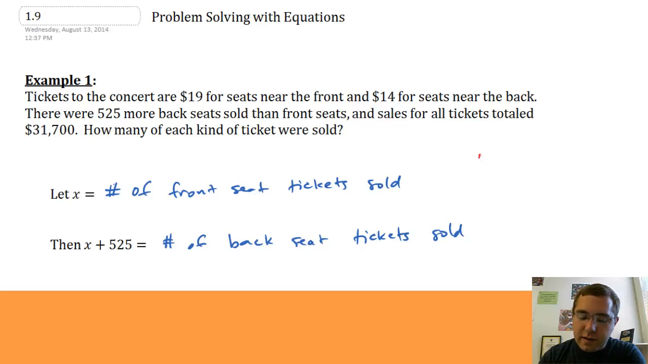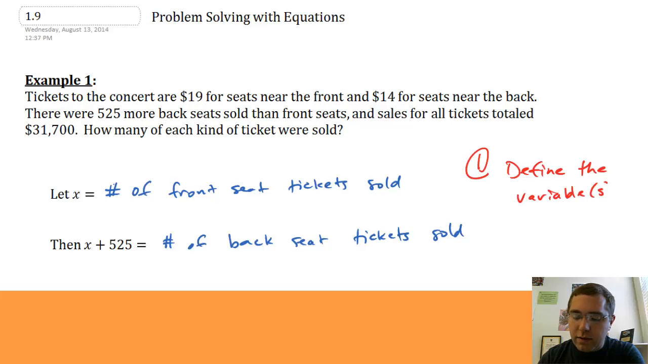So this was our first step in solving our word problem, which is to define the variables. Or maybe just one variable. Sometimes we'll have more than one. Define the variable or variables.